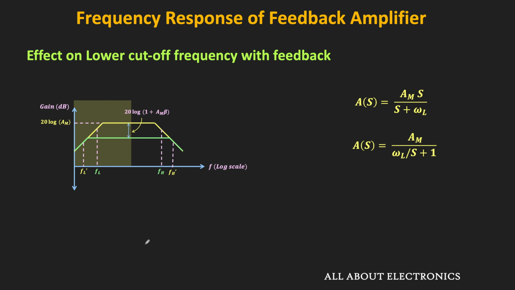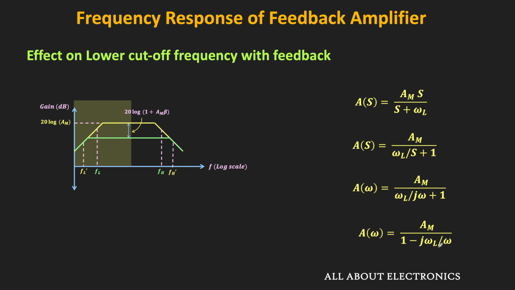Here, this expression is represented in the Laplace domain. But now, if we replace this S by j omega, then further this expression can be written as Am divided by omega L divided by j omega plus 1. Or further it can be written as Am divided by 1 minus j omega L divided by omega. Because as you know, 1 divided by j is equal to minus j. That means further, the same expression can be written like this.